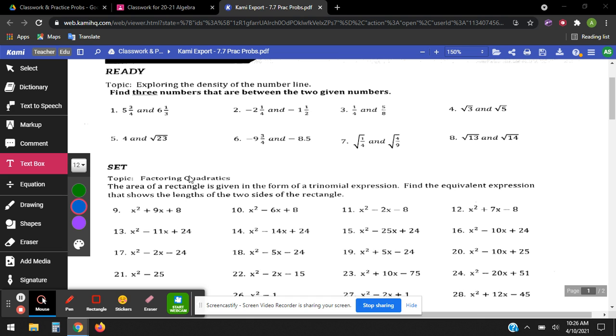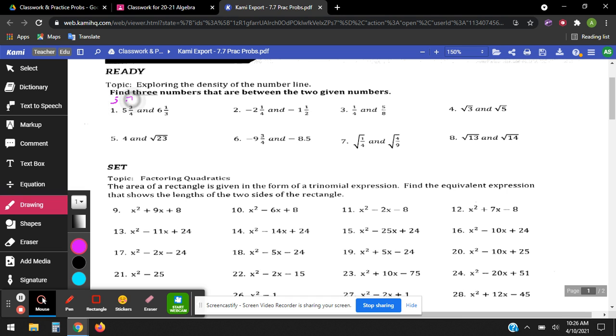So just pretty open on these. This is the same thing as 5.75, and this is the same as 6.3 repeating. So three numbers in between would be 6, 5.8, and 6 and a fourth, if we want to do it like that.